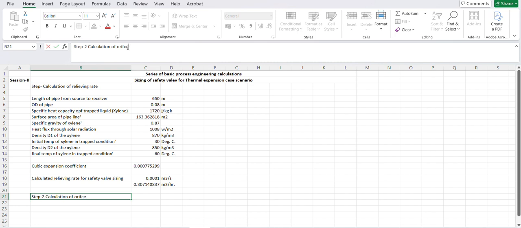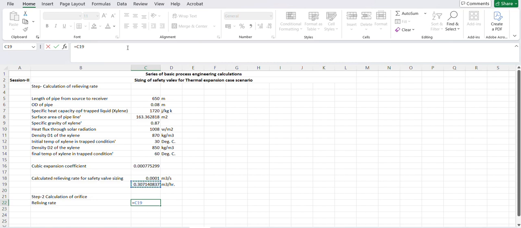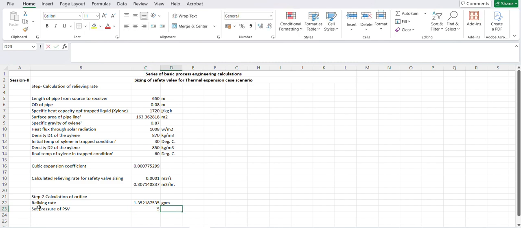Calculation of orifice. We have the relieving rate in meter cube per hour, and we need to convert that into gallons per minute, so we'll get the flow rate in GPM. Then the set pressure required of the safety valve, we can consider it 5 bar g.